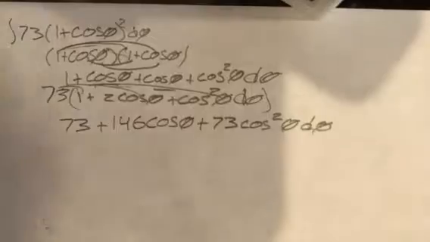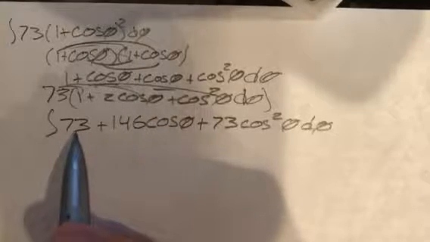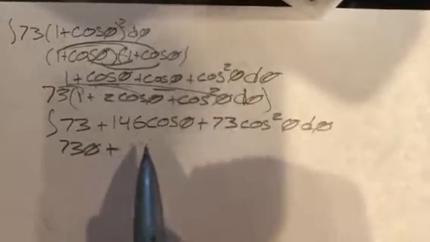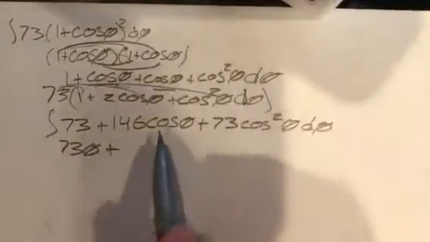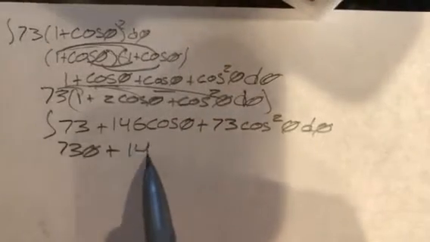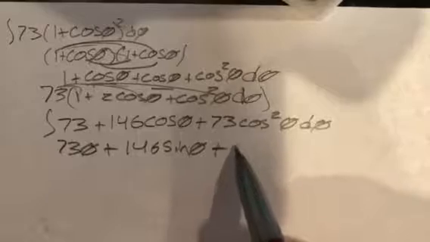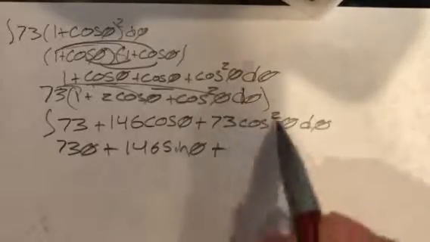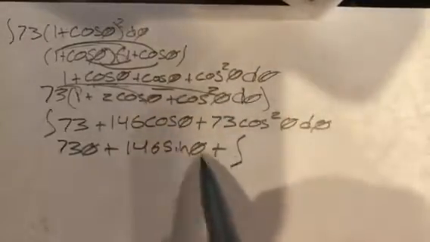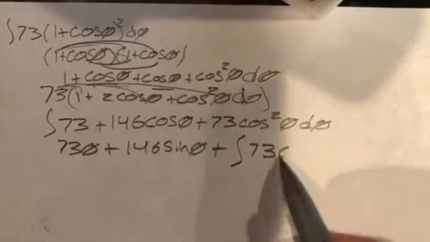Alrighty, so now we can try to integrate this thing right here. So we know the integration of 73 is just going to be 73 theta plus, what's the integration of this? The derivative of the sine is cosine, so it would be 146 sine theta plus, we don't really know this one off the top of our head, so we're just going to write another integral, since we need to figure out what this is.